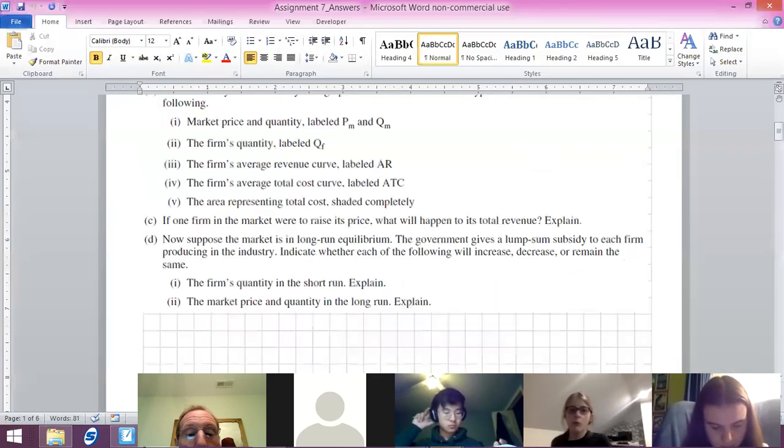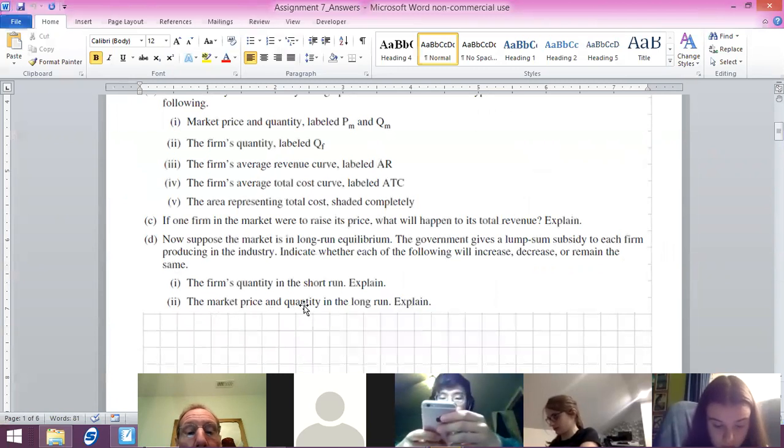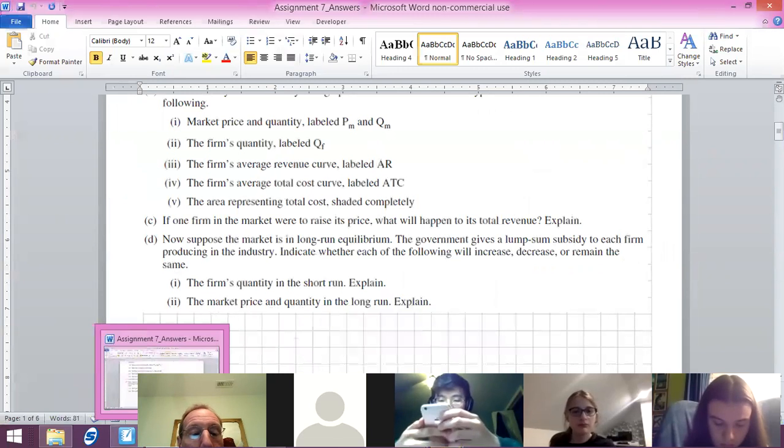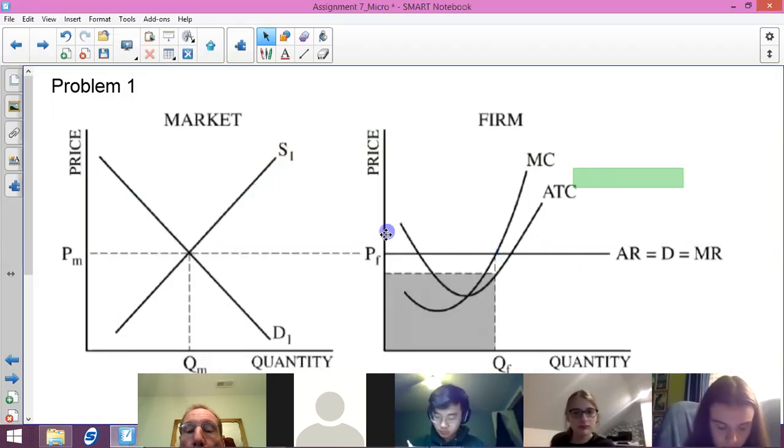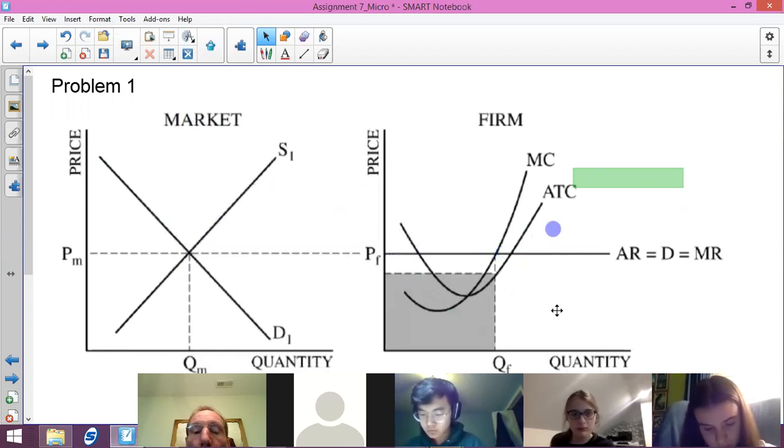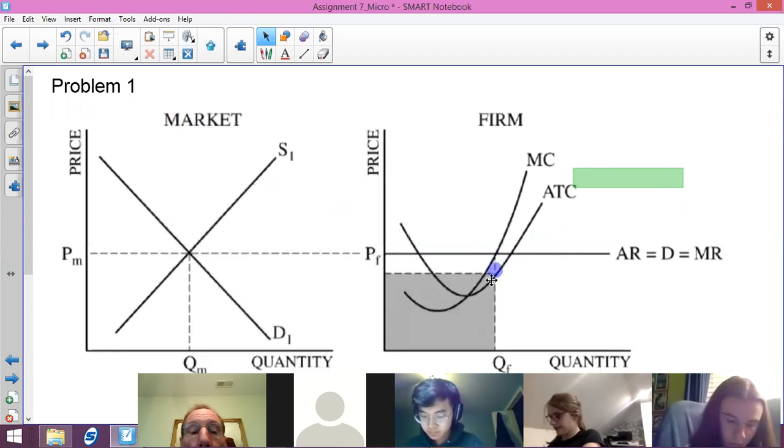Now, the next part is they're asking about the market price and quantity in the long run. Okay, in the long run, what would happen in the market if the average total cost for each of the firms were to be lower? That would mean more firms would want to come into the market because there's a lot of profit here. Firms theoretically will come into this market until there's a zero economic profit.